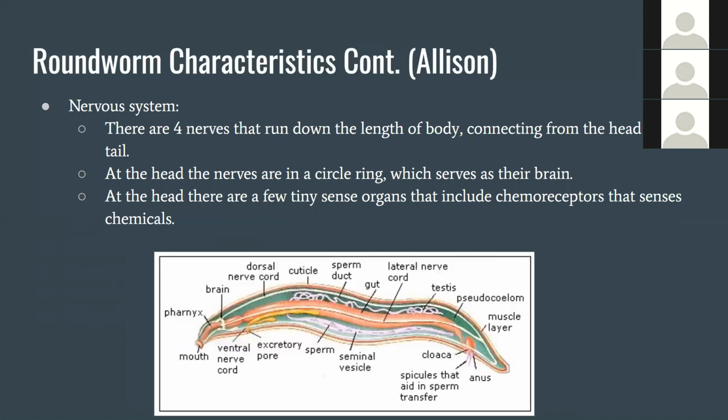Lastly, the nervous system. There are 4 nerves that run down the length of the body, as you can see below, connecting from head to tail. At the head, there are circle rings, and this acts as their brain. At the head, there are also a few tiny sensory organs, and this includes the chemoreceptors, which sense chemicals.